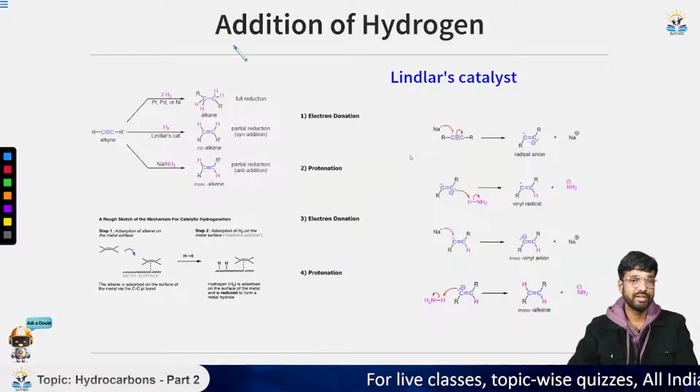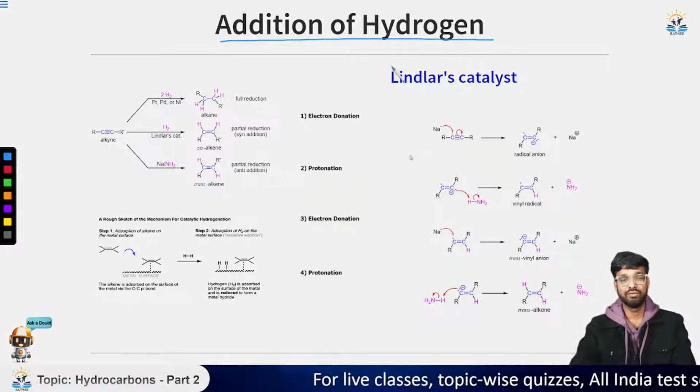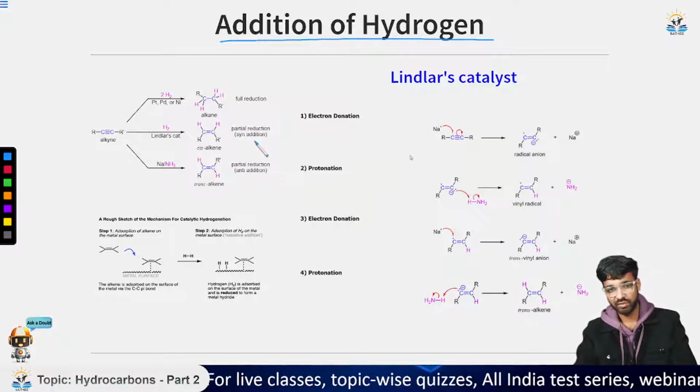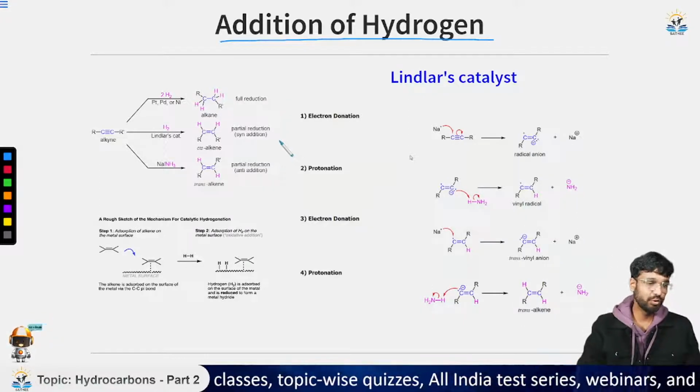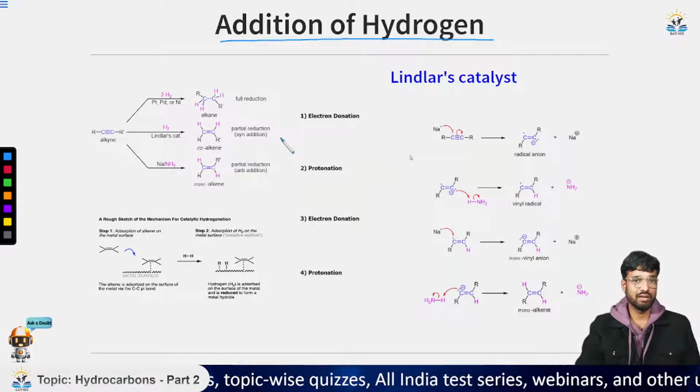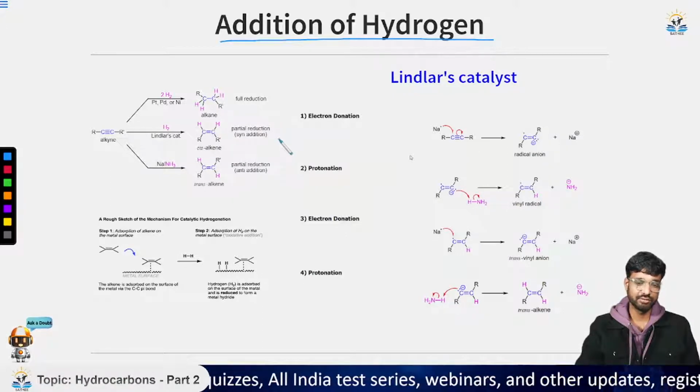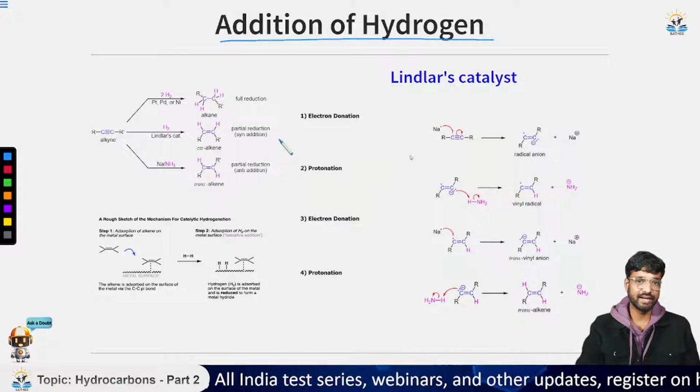Now let us move to some reactions of this alkyne. So first we will be looking at electrophilic reactions. Let me make one point clear here, that alkyne can act both as a nucleophile and electrophile. So it can give electrophilic addition also and nucleophilic addition also. So first we will look at the electrophilic addition.